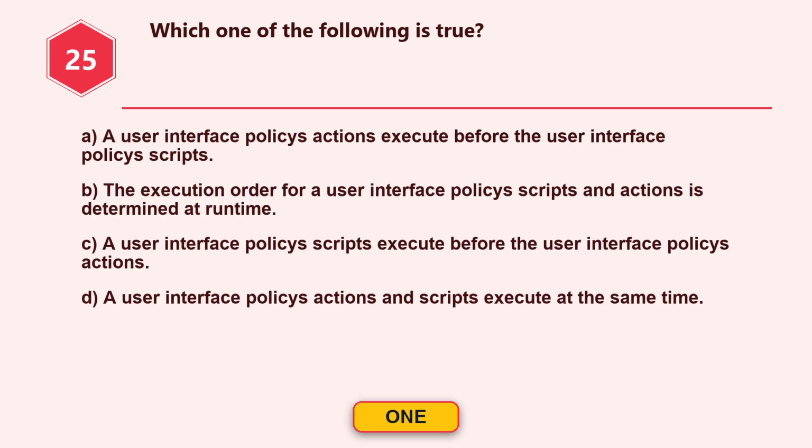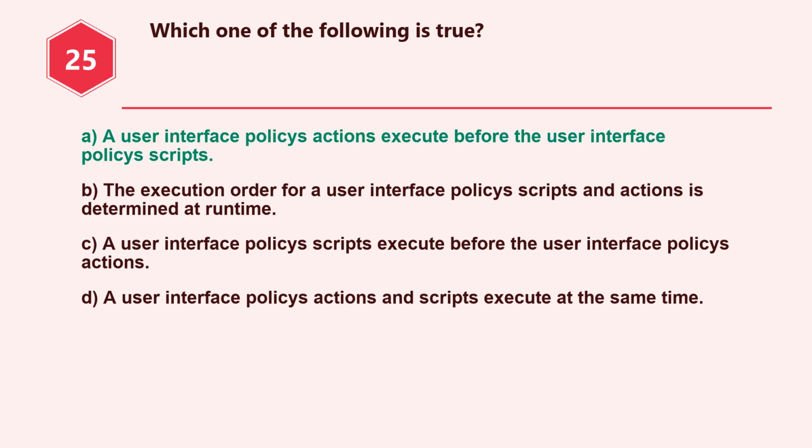Which one of the following is true? Option A. A user interface policy's actions execute before the user interface policy's scripts. Option B. The execution order for a user interface policy's scripts and actions is determined at runtime. Option C. A user interface policy's scripts execute before the user interface policy's actions. Option D. A user interface policy's actions and scripts execute at the same time.